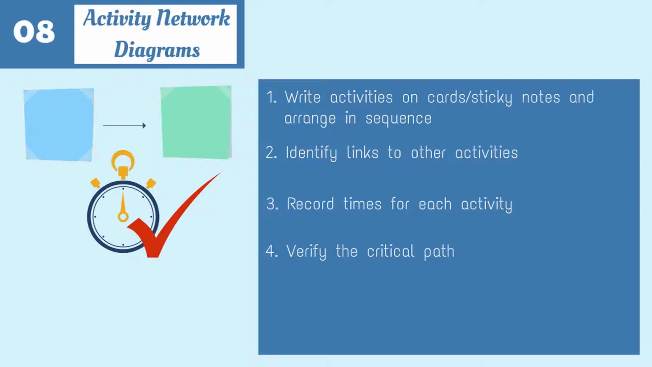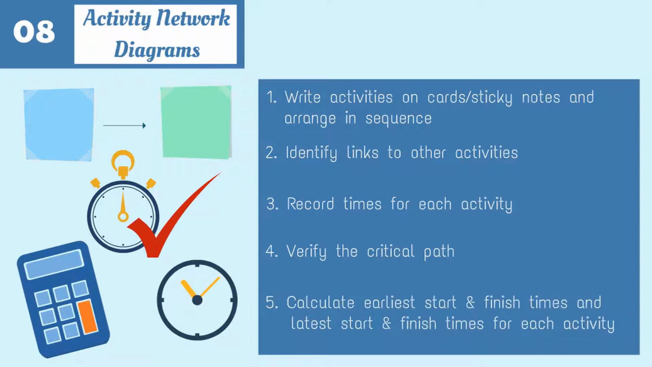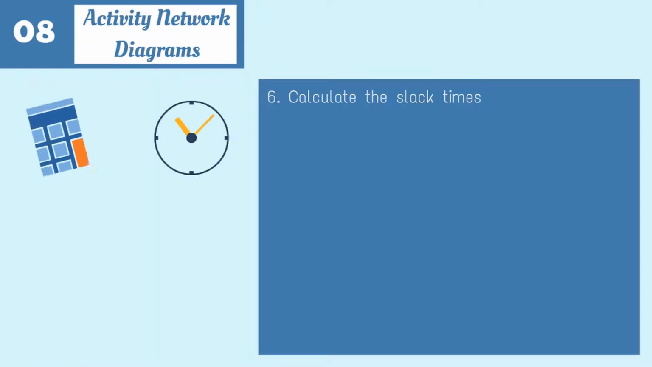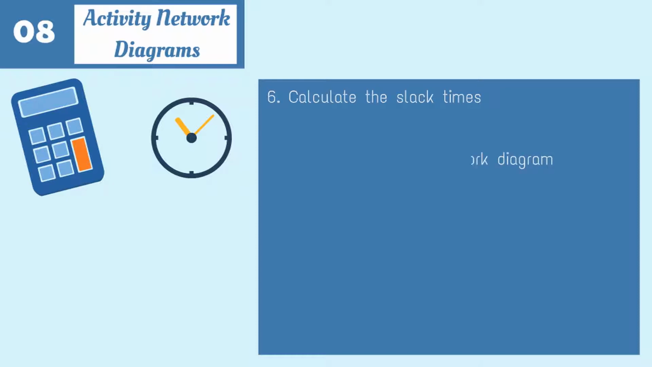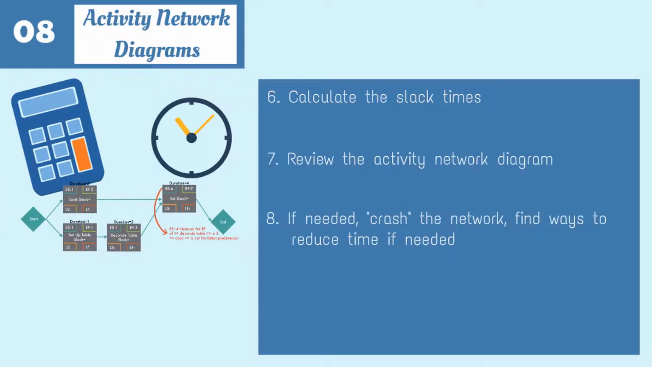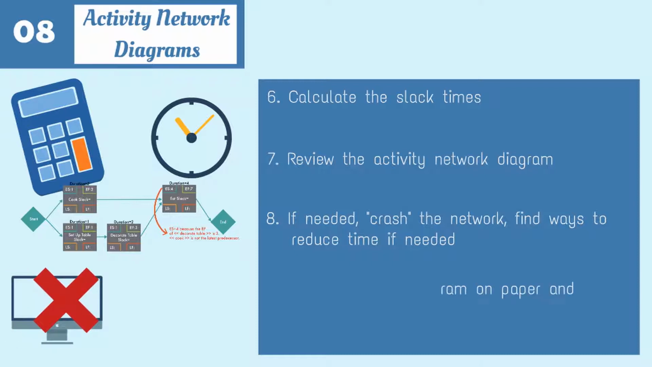Calculate earliest start and finish times and latest start and finish times for each activity. Calculate the slack times. Review the activity network diagram. If needed, crash the network. Find ways to reduce time if needed. If approved, put diagram on paper and distribute.